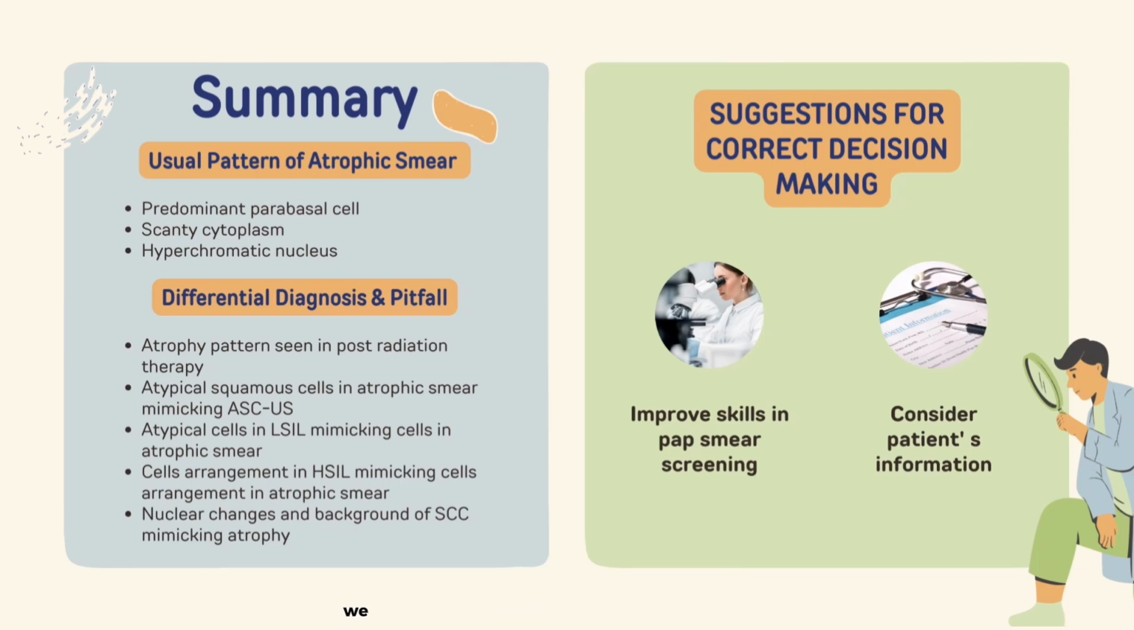As cytoscreeners, we need to improve our skills in screening Pap smears and be more competent in our work to avoid misinterpretation. Next, the cytoscreener or the pathologist also needs to consider patients' information before reporting and diagnosing. For example, patients' past medical history, age, menopausal status, along with the colposcopic appearance in colposcopic findings.